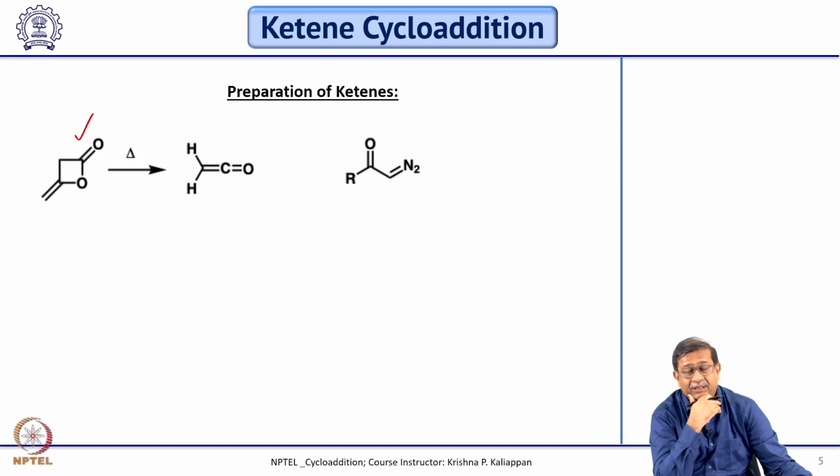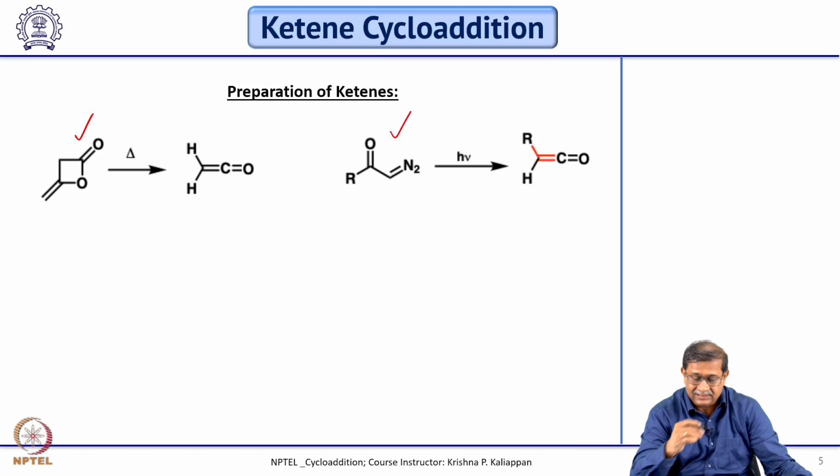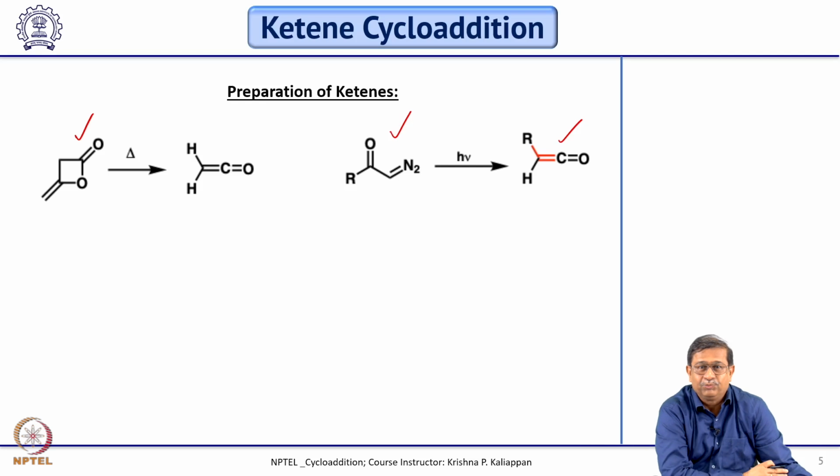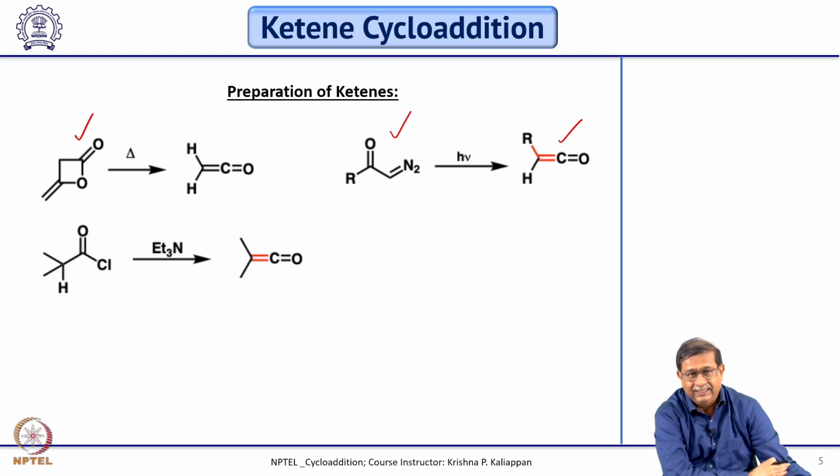Another method, I am sure all of you would have studied, is the Arndt-Eistert synthesis, where if you want to homologate a carboxylic acid, you convert the carboxylic acid into acid chloride and then treat with diazomethane to get alpha diazoketone. Upon heating or under photochemical conditions it rearranges to give this ketene, and now addition of water will lead to a carboxylic acid with one carbon more. So this is the second way to generate ketene.